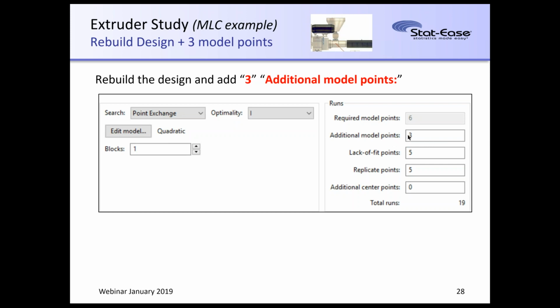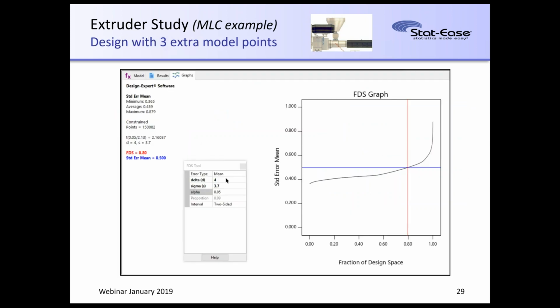So we're going to add, in this case, 3 additional model points. So now, instead of 16 runs, we have 19 runs. We rebuild the design. Now when we look at the FDS graph, we need a standard error of 0.5 or smaller to get the precision we want. That goes up a little bit because we have a larger sample size. The T value gets a little bit smaller for that confidence interval, so we can have a slightly larger standard error and still achieve our precision.